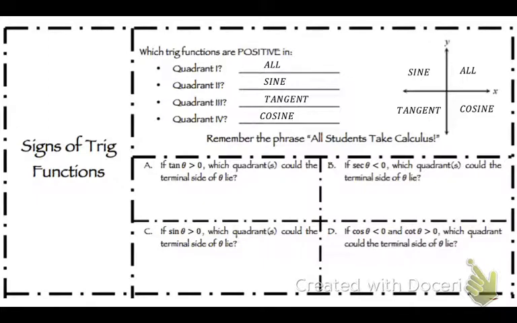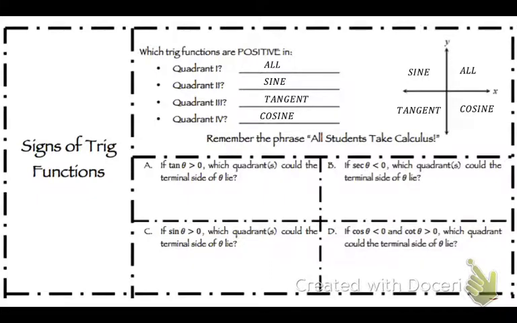And that first quadrant is always the top right, and then you move counterclockwise. It's the same way that we draw angles. So, because the right side is 0, and then you go up to 90, 180, 270. It's the same thing. So all students take calculus. All sine, tangent, cosine. Okay?